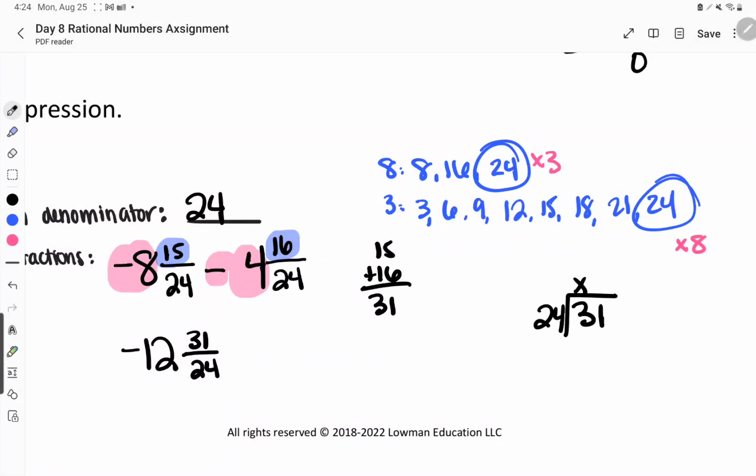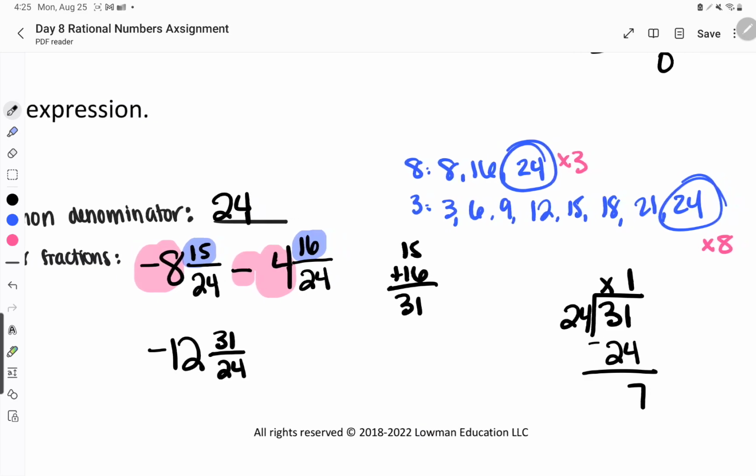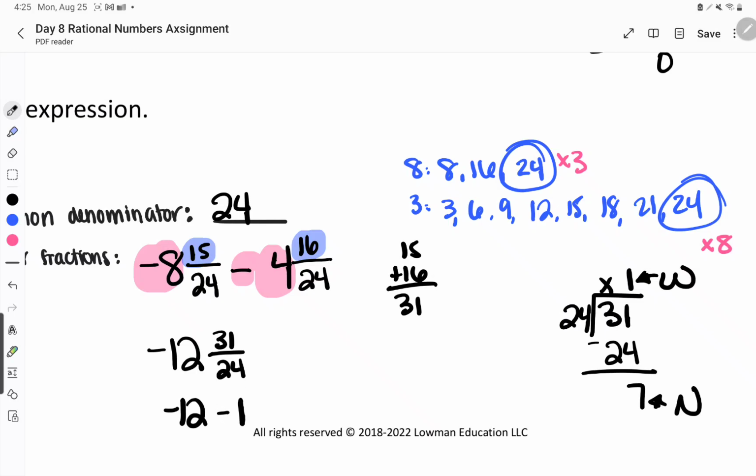24 doesn't go into 3, but it does go into 31 one time. 1 times 24 is 24. Subtracting, that gives me 7. So my 1 is a whole number, and 7 is a numerator. So now we have negative 12 plus, or we'll say minus because this is going to be a negative still, 1 and 7 over 24. So that's going to give me negative 13 and 7 over 24.